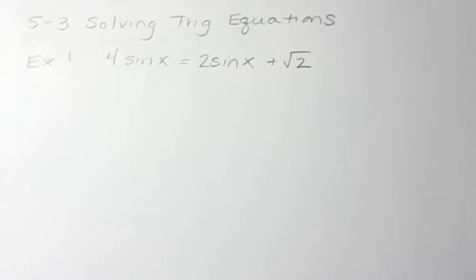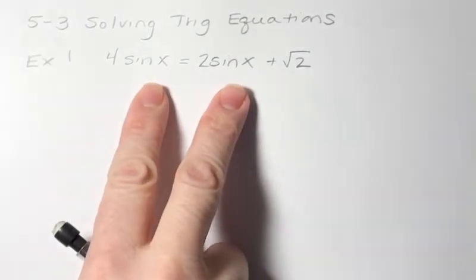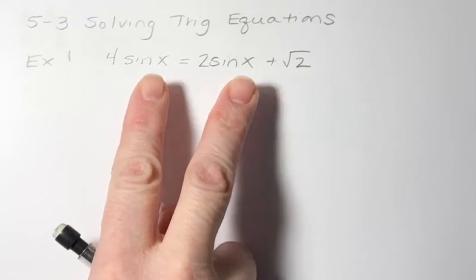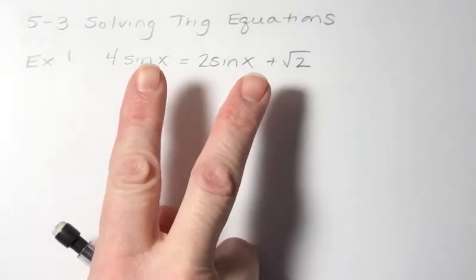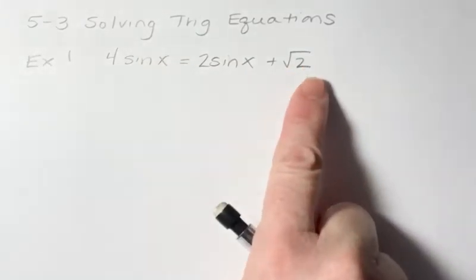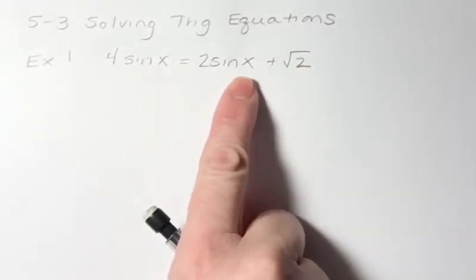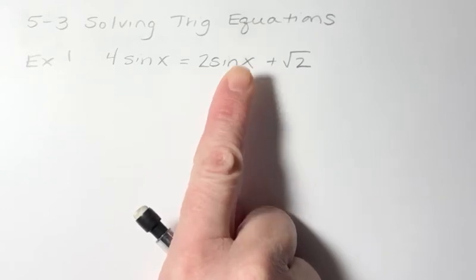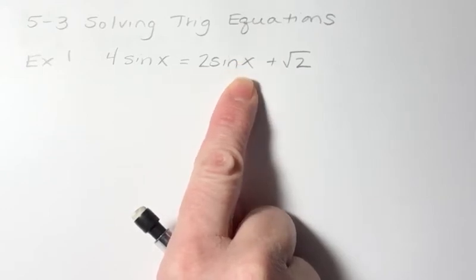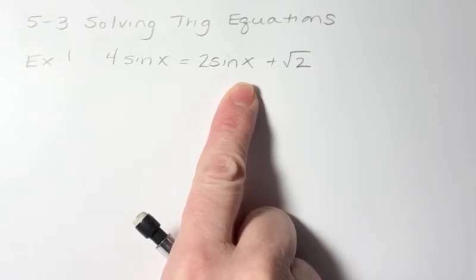Section 5.3 is solving trig equations. So we want to solve for x. If they don't specify, all of these problems are going to have infinitely many solutions, or potentially you can have no solution. But if they don't specify a range for x, because these functions are oscillating and they go on forever, you are going to have infinite solutions. And so we need to write it out as such.